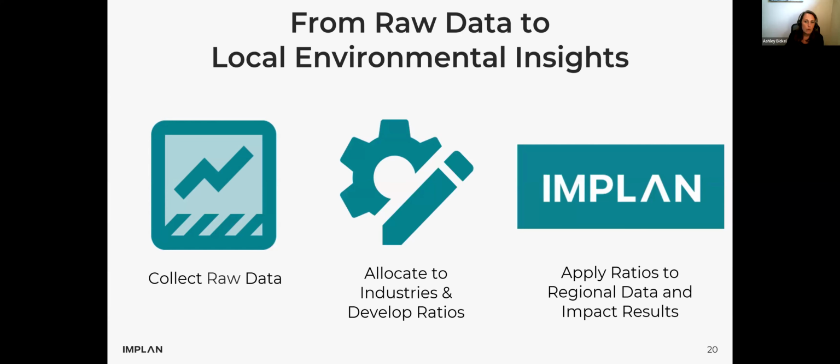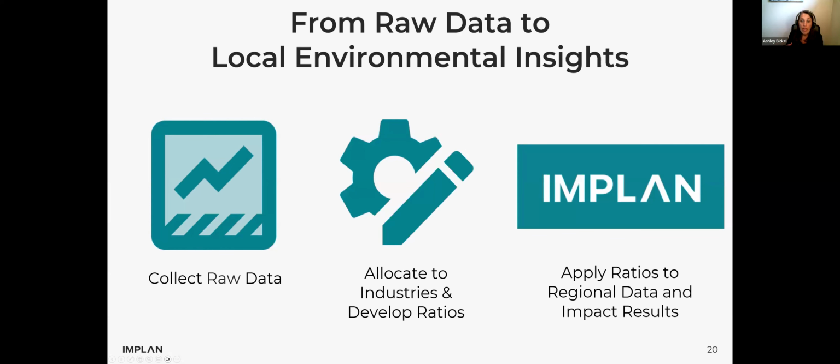So now we have a sense of what environmental data looks like in IMPLAN, but how are these estimates derived, and what raw data sources do we use to do this? In the interest of time, I won't go into the details, but very broadly, IMPLAN starts by gathering environmental data sets from several different government agencies, such as Statistics Canada and Environment and Climate Change Canada.